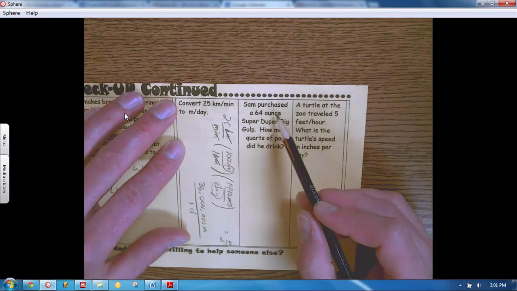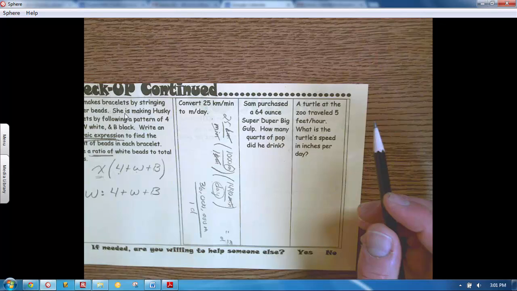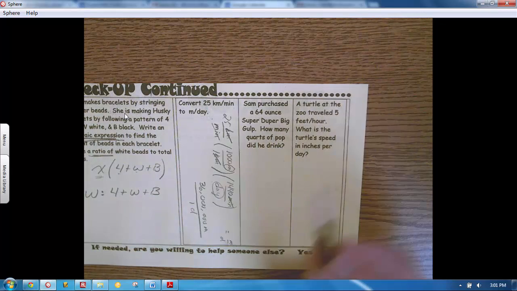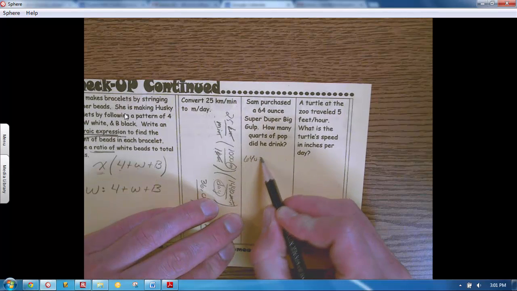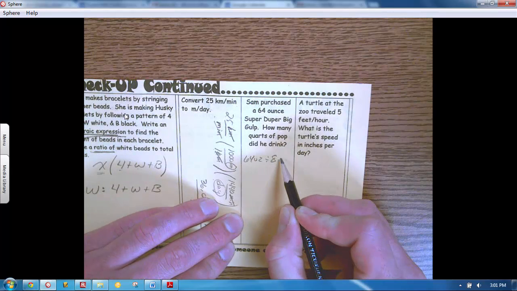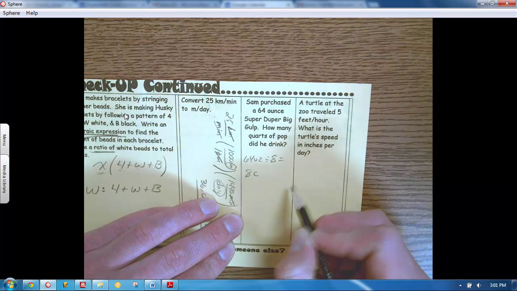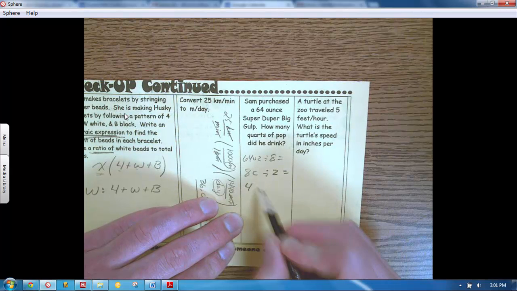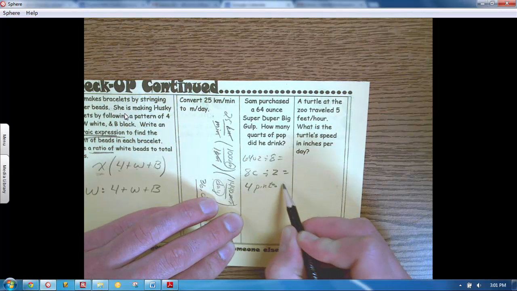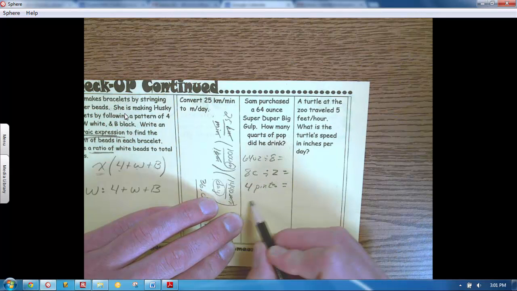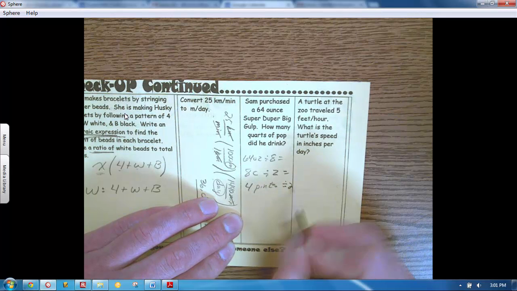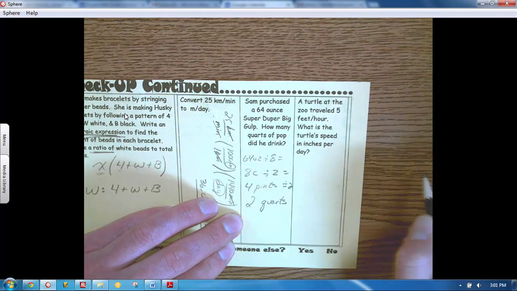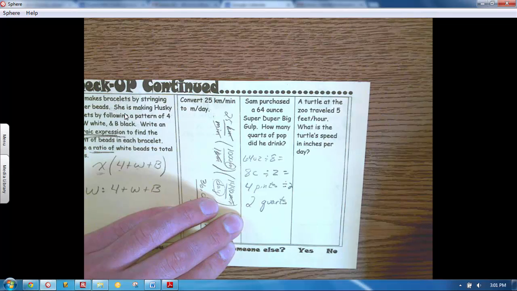Next one, we've got a 64-ounce super duper big gulp. How many quarts of pop is in 64 ounces? So we're going to go 64 ounces divided by 8 gives me 8 cups. 8 cups divided by 2 gives me 4 pints. 4 pints divided by 2 gives me 2 quarts. So 2 quarts of pop are in 64 ounces.